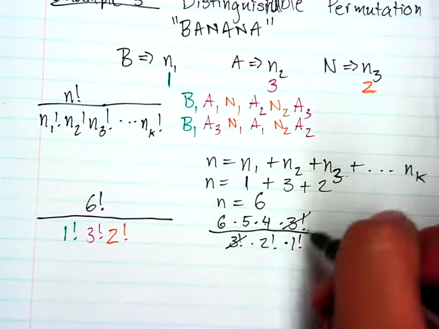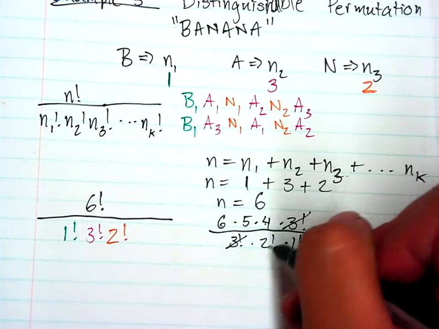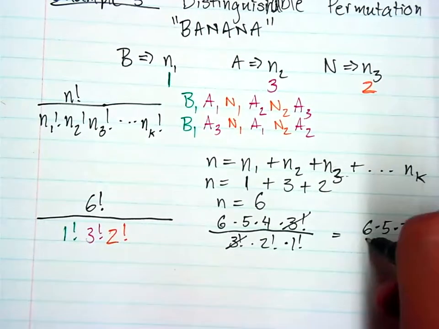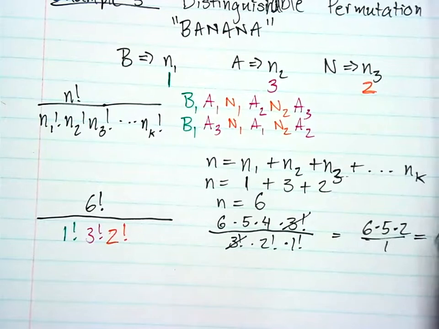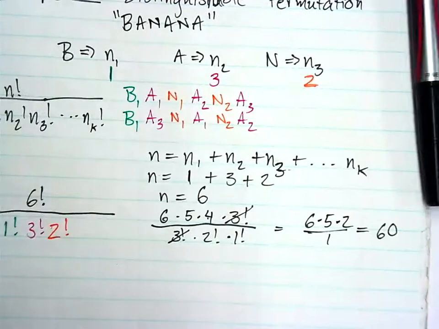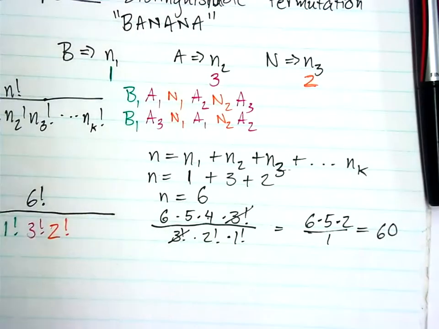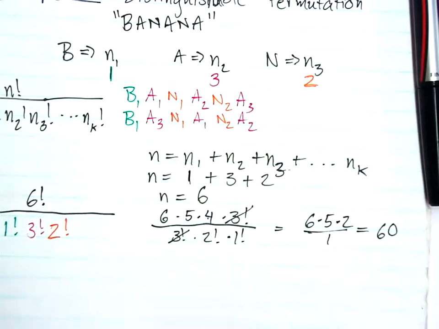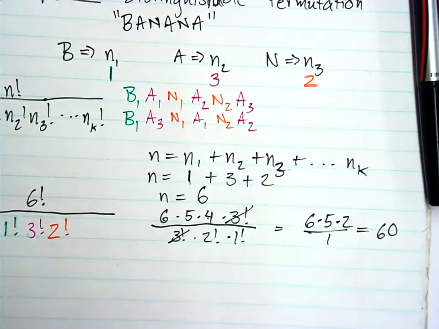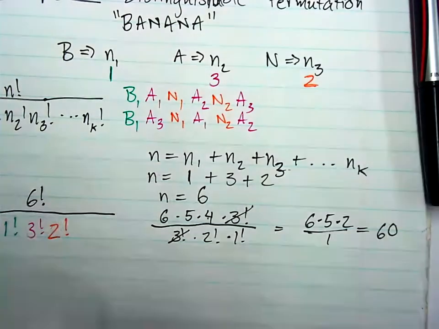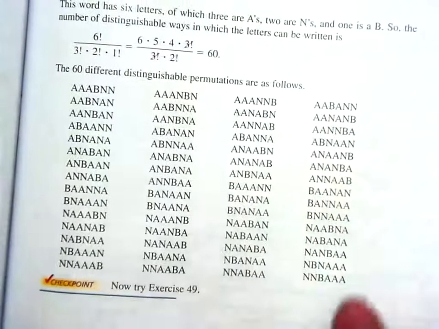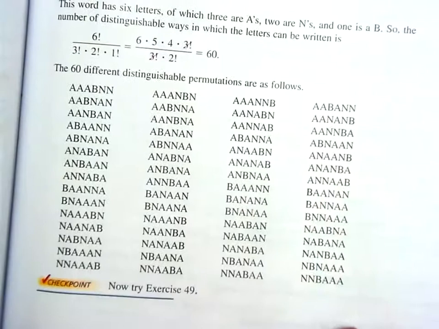3 factorials cancel out, the 4 and the 2 will simplify, so I'm left with 6 times 5 times 2 over 1. That's going to give me 60 ways to use the letters of banana to make up different orderings of all these letters. So instead of writing it all out, I'm going to show you that here are all of the 60 ways that are possible with banana.